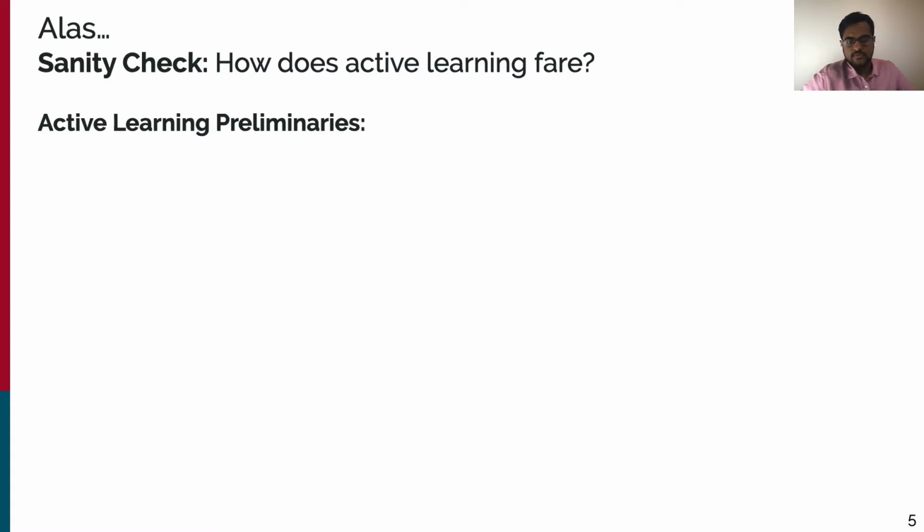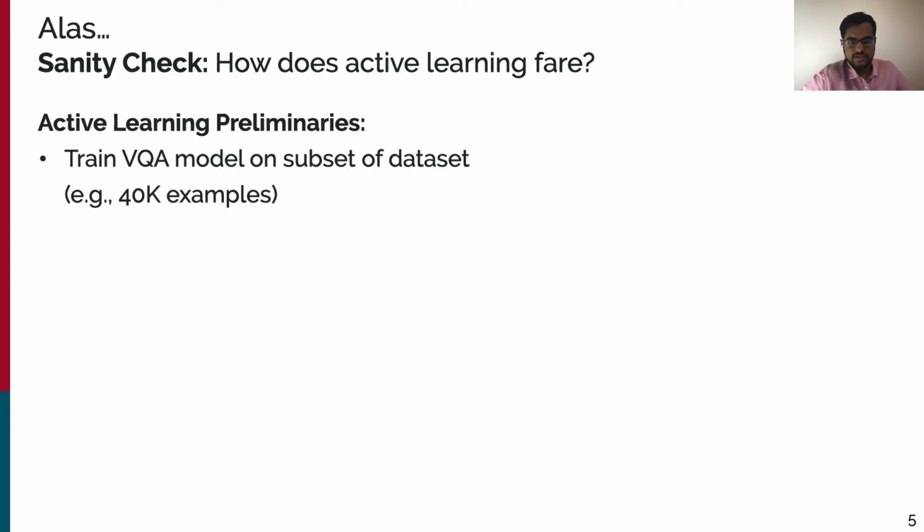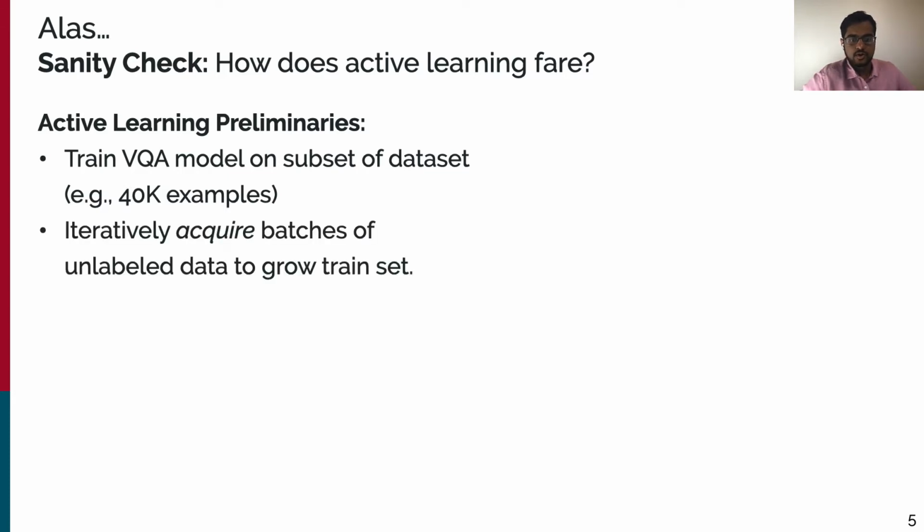A quick recap of active learning in our context. Given a VQA model trained on some amount of data, say 40,000 examples, or roughly 10% the size of the VQA2 dataset, iteratively acquire batches of unlabeled examples from a larger unlabeled pool. There are tons of possible acquisition strategies. If you check out our work, we look at around 8 in total. The simplest baseline that you should beat, however, is random acquisition. How well do you do if you pick data from this pool at random?